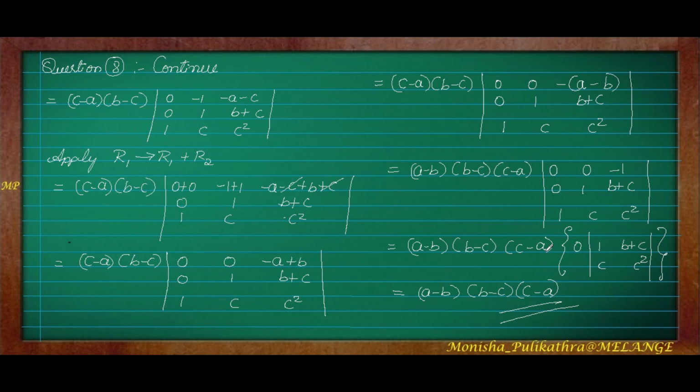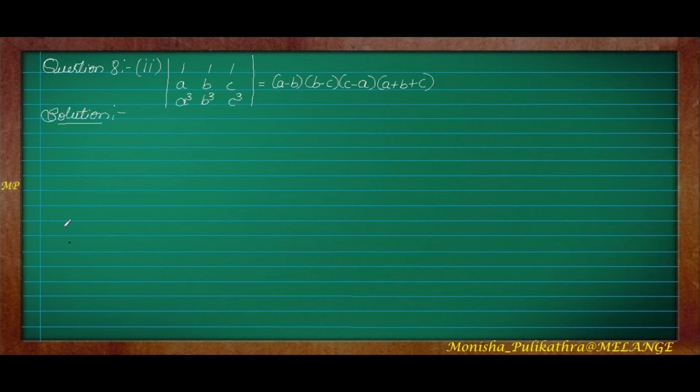Question 8 has 2 sub questions. So it is hence proved. The first sub question is proved. Let us move on to the second sub question of question 8. Here the second sub question is the determinant with rows 1 1 1, a b c, and a cube, b cube and c cube.